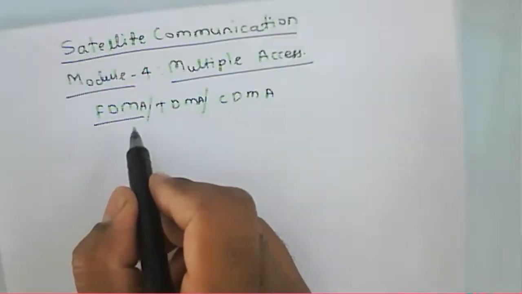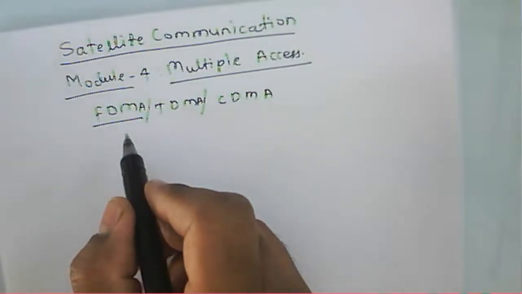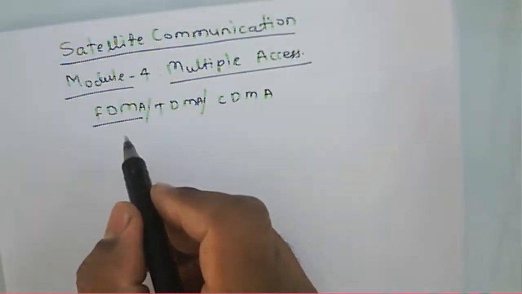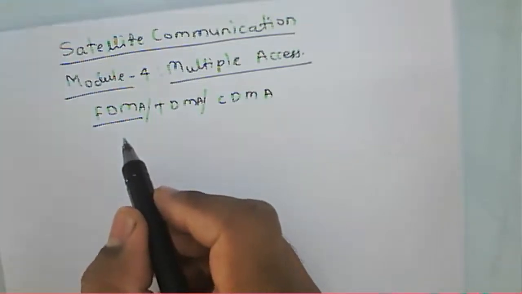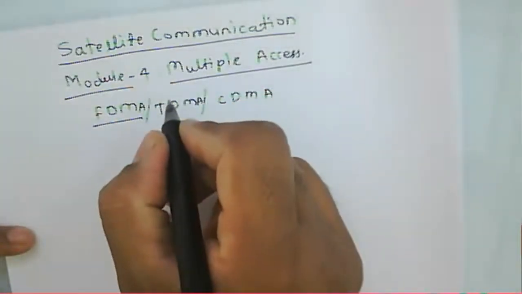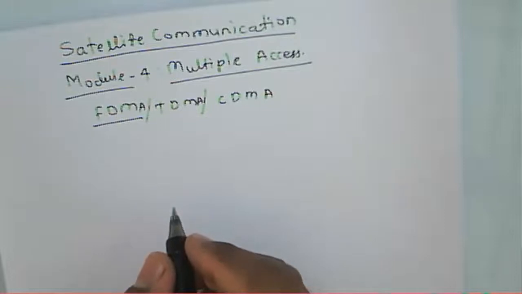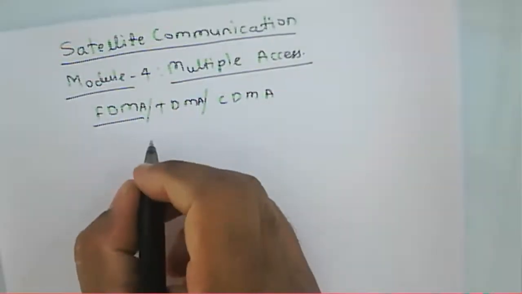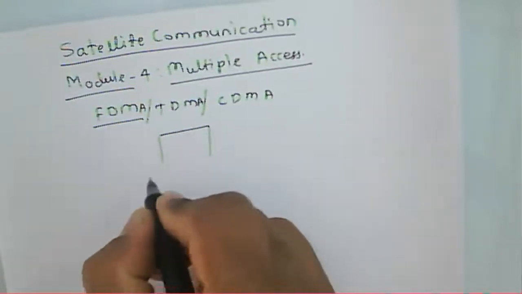Access means what? How the allocated band is given to the channel. That we will learn. So now, if you simply consider why these access systems are required, we first need to know the basic model of how your transponder works.